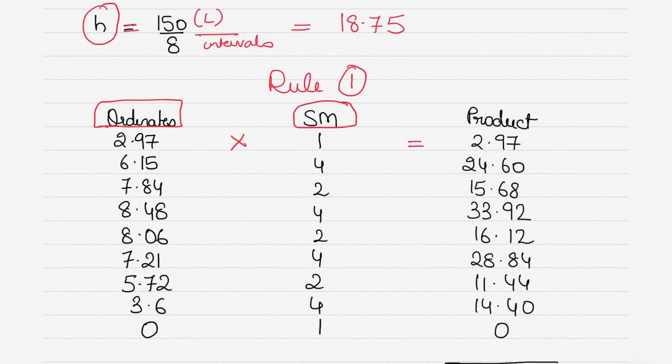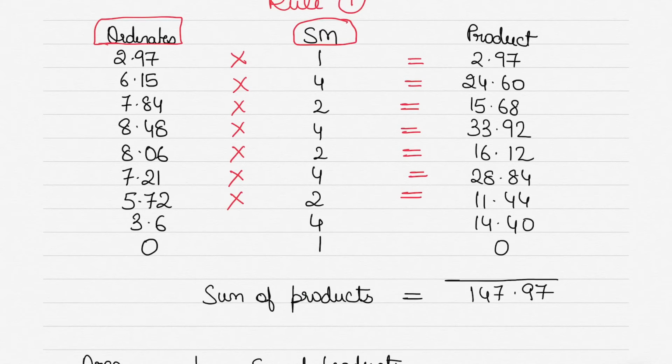So 2.97 multiplied by 1 is 2.97, 6.15 multiplied by 4 is 24.6, 7.84 multiplied by 2 is 15.68. You should be checking these values in the calculator yourself as well. 8.48 multiplied by 4 is equal to 33.92. 8.06 multiplied by 2 is 16.12. 7.21 multiplied by 4 is 28.84. 5.72 multiplied by 2 is 11.44. 3.6 multiplied by 4 is equal to 14.4, and 0 multiplied by 1 is of course 0.